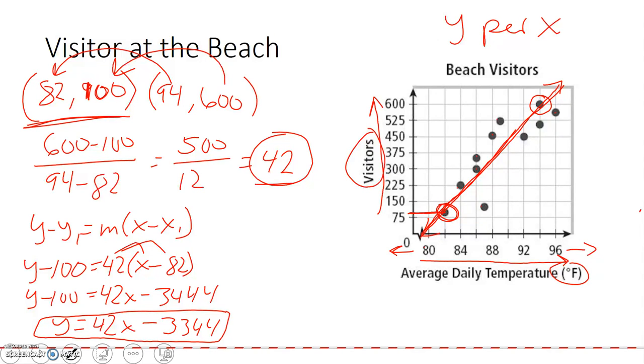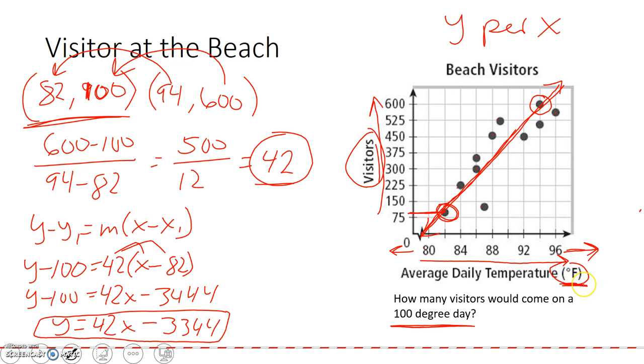And so now we have this equation. Now we can make a prediction. The first prediction that we're going to ask is this: how many visitors would come on a 100-degree day? So if we assume that this trend is going to continue at least 4 more degrees, we want to figure out how many visitors would come. We're going to use our equation to do that. Remember, x is the temperature, and y is the number of visitors.